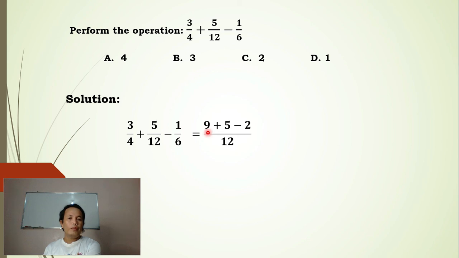So we perform the operations in the numerator. We have 9 plus 5 is 14, minus 2 is 12. So this is 12 over 12. And 12 divided by 12 is of course equal to 1. Therefore, our correct answer is letter D.